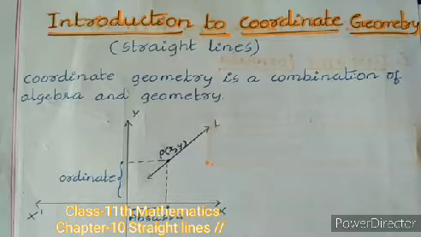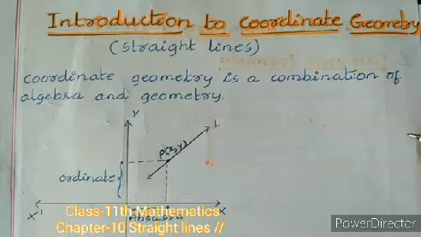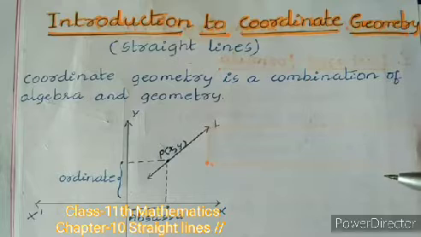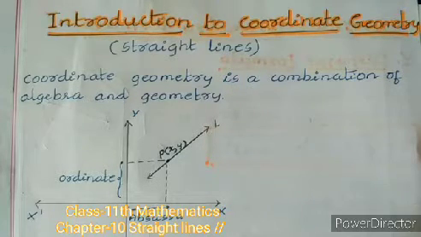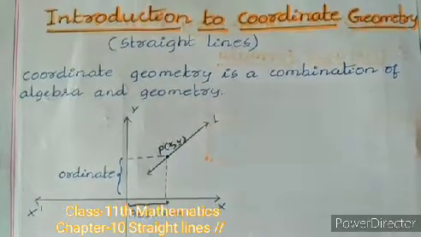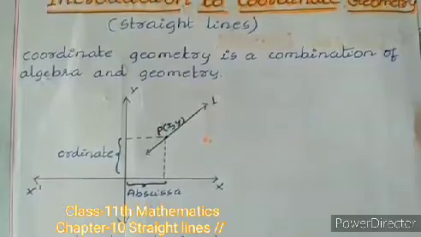In coordinate geometry, we are finding the equation for different shapes. The shapes belong to geometry and the equation belongs to algebra. So that's why we call coordinate geometry a combination of algebra and geometry. In coordinate geometry, there are two main concepts which are known as abscissa and ordinate.